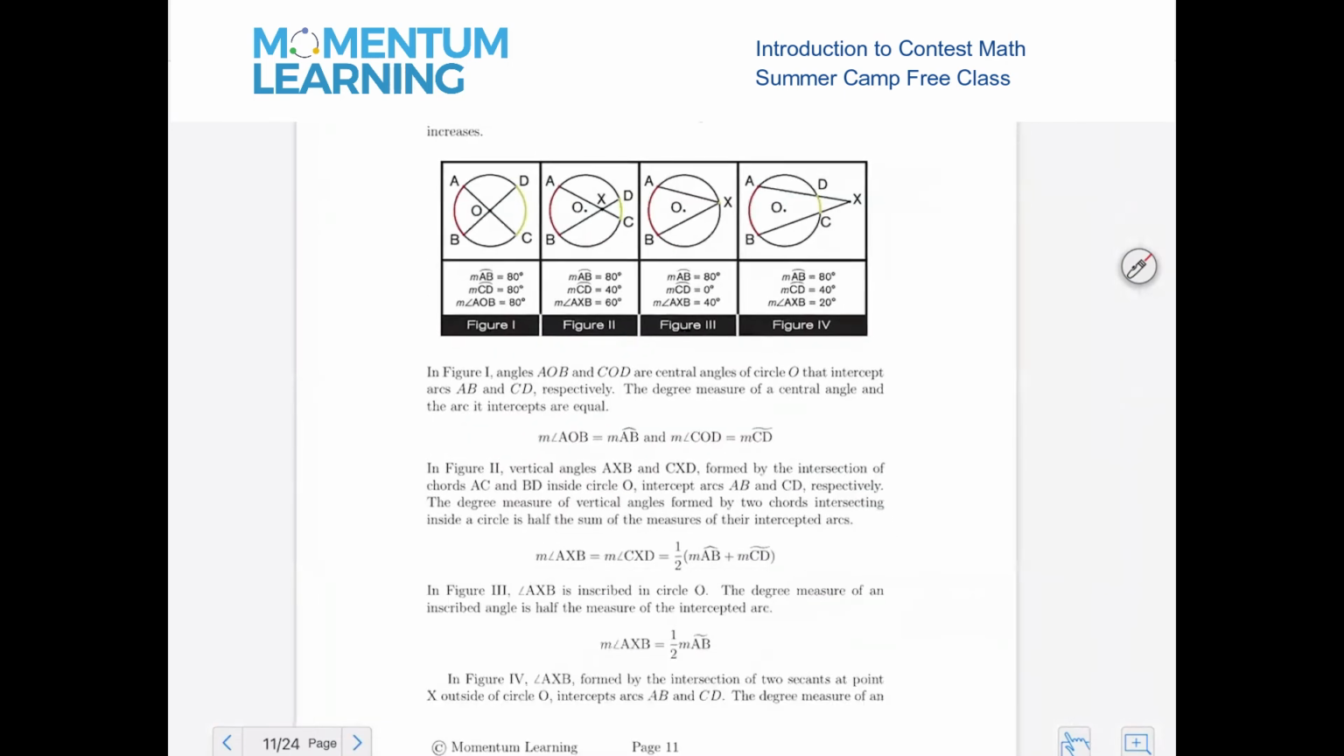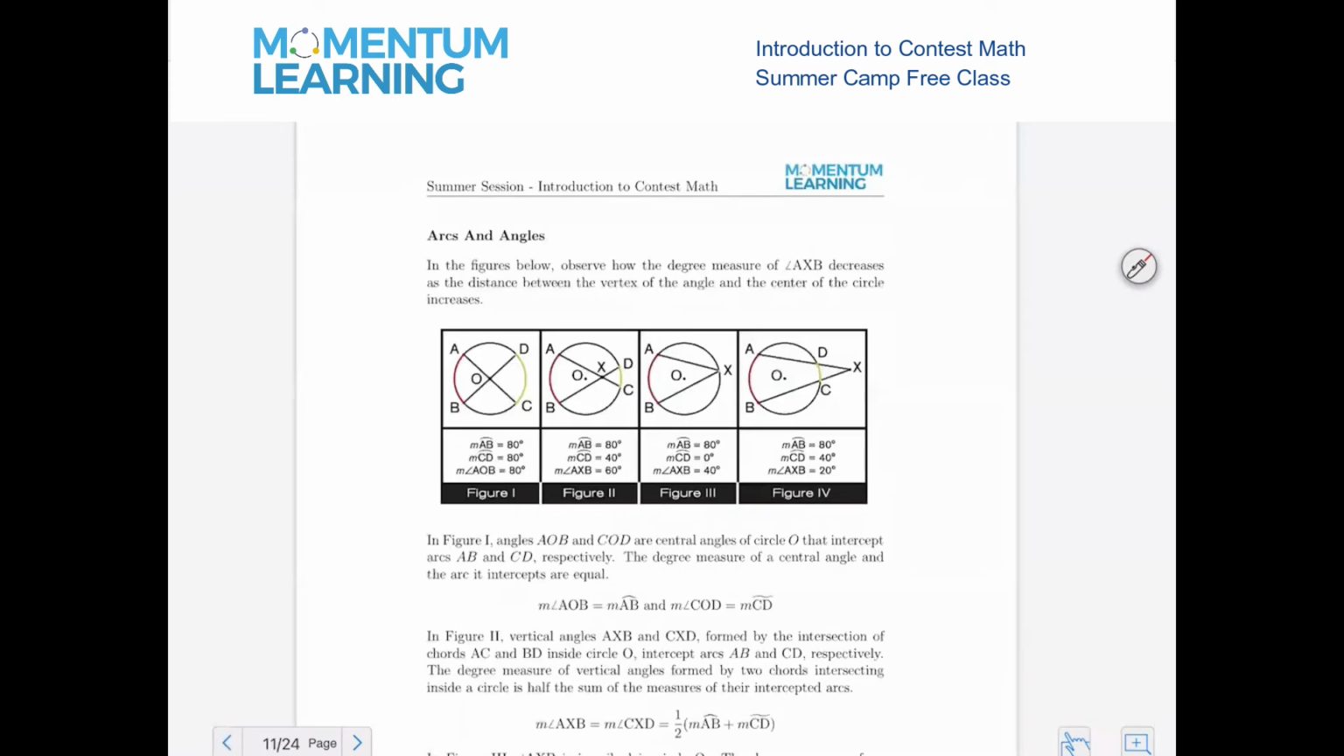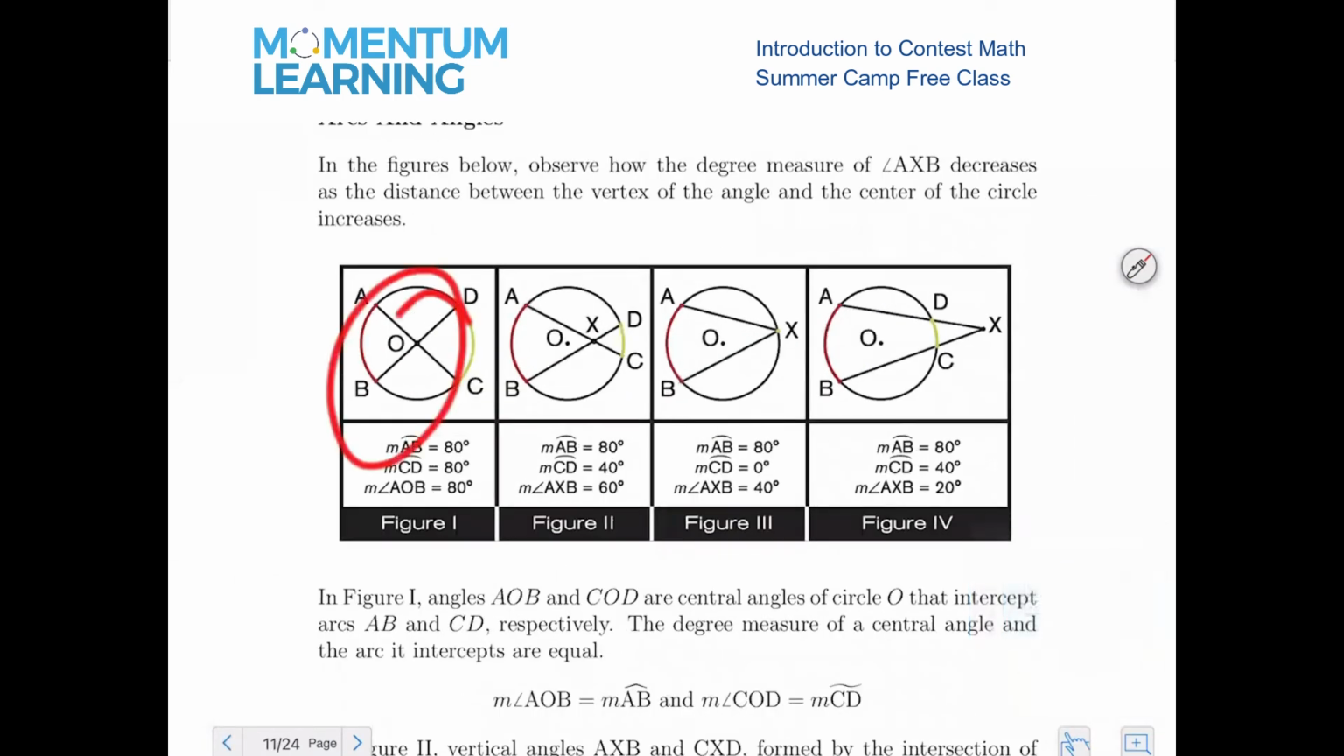Now, we covered the central angle. We covered the inscribed angle. Now we did not cover when I have two chords intersecting inside the circle, or two secants or two chords extended, so these secants intersect at point X. What are the angles going to be?